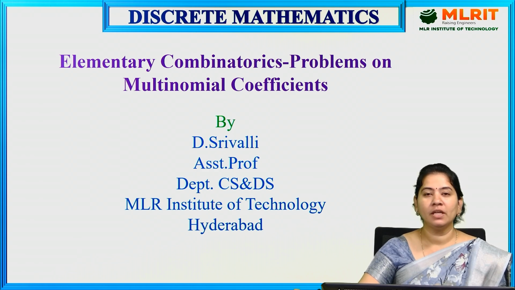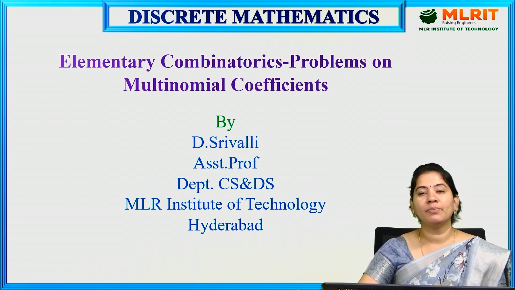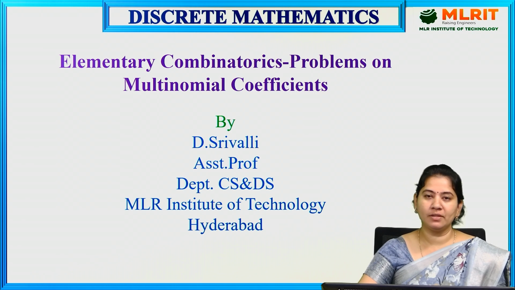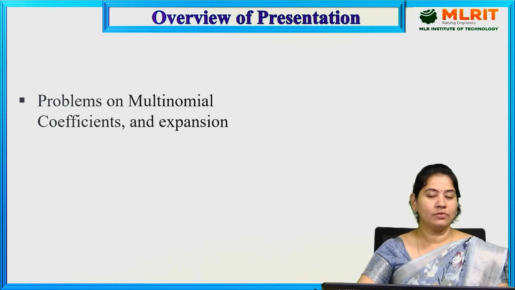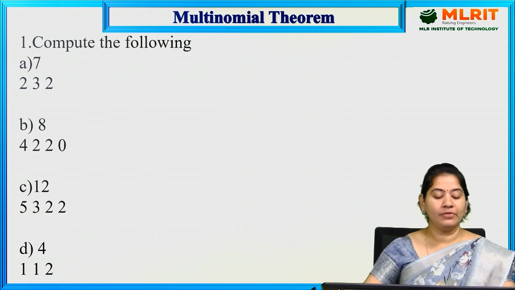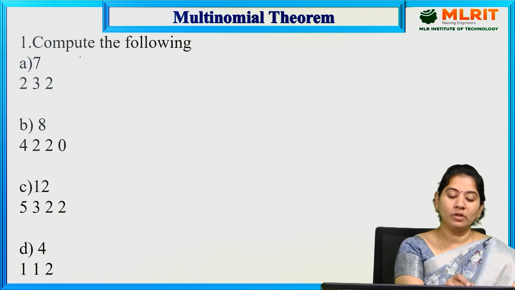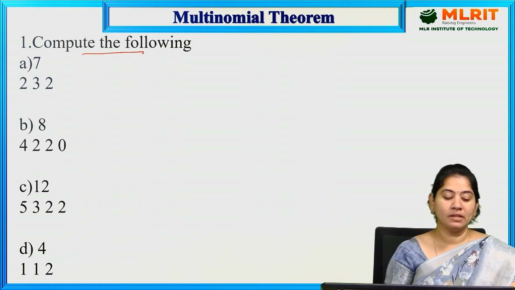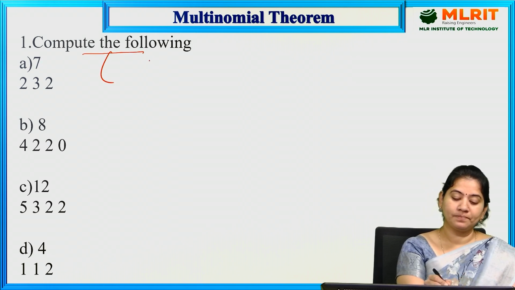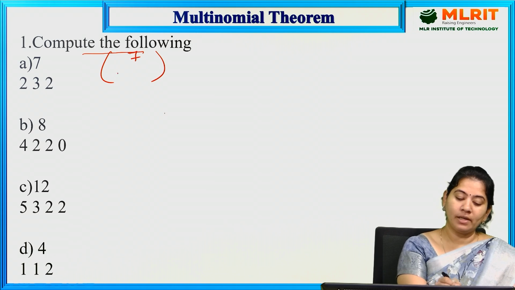Today we are going to discuss the problems on multinomial coefficients and also how to expand the multinomial theorem. So the first question is: compute the following. The question is A. How you can rewrite it is 7; 2, 3, 2.